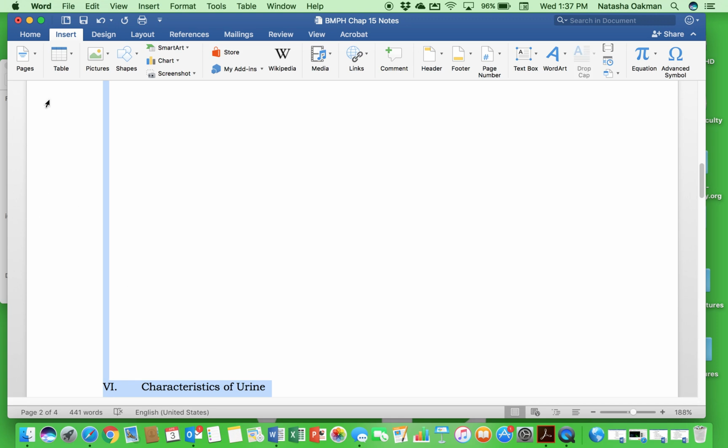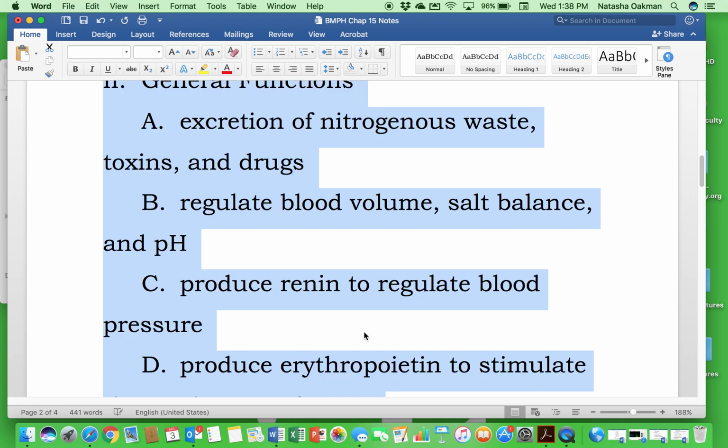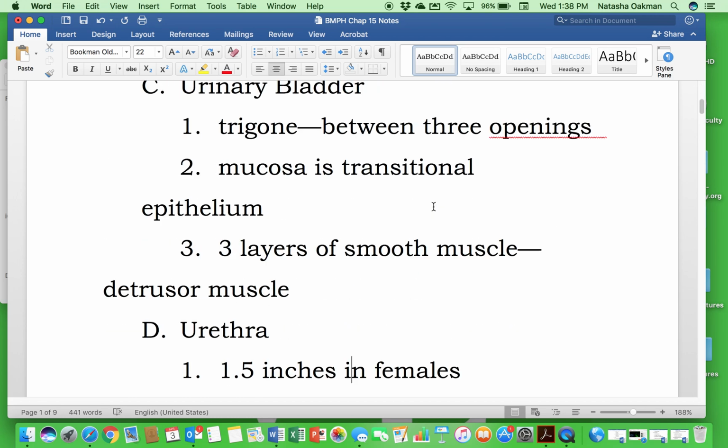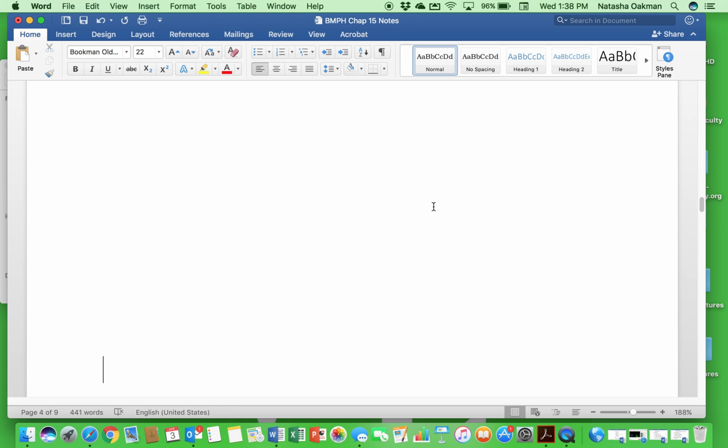So this is kind of small. I guess we could blow it up. Even on your iPads, it might be a little too tiny to see. So that's all the notes we're going to take on Friday.